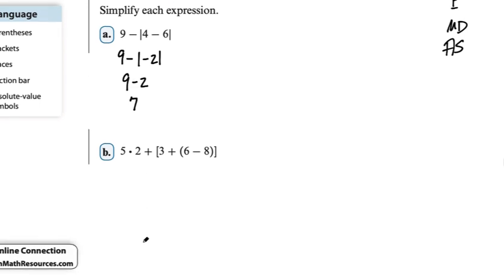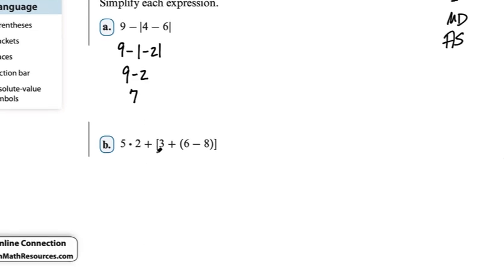Let's take a look at this one here. We have 5 times 2 plus all of this stuff in brackets. Let's deal with the brackets first. Look at my rewrite. 5 times 2 still come into play. I'm still going to deal with this 3 here, but I'm going to deal with this most inner bracket, this most inner symbol of inclusion. 6 minus 8, I could do 6 plus a negative 8, but I think 6 minus 8 is going to ultimately give me a negative 2. This is not an absolute value sign, so I'm not going to change it to a positive 2. I'm going to keep going.